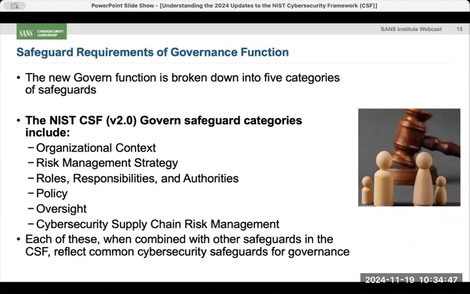Now, the new governance function is broken into new categories. We now have these 5 categories: organizational context, risk management strategy, roles, responsibilities, and authorities, policy, oversight, and then supply chain risk management. And each of these, when combined with safeguards in the other sections, reflect good common safeguards for governance. Now, is it still a little academic?